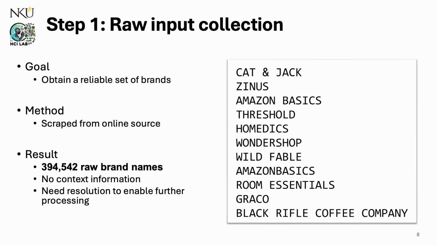The first step in our pipeline is data collection. We scraped publicly available product listings from a large auction marketplace, which resulted in 394,542 unique raw brand names. These names came directly from the listings. No product descriptions, model numbers, or categories were used. By working only with the brand strings, we tackled the hardest case of entity resolution, that is, identifying brands solely from the text without relying on product descriptions or metadata. This ensures the dataset and pipeline can be applied to any marketplace data in the future.